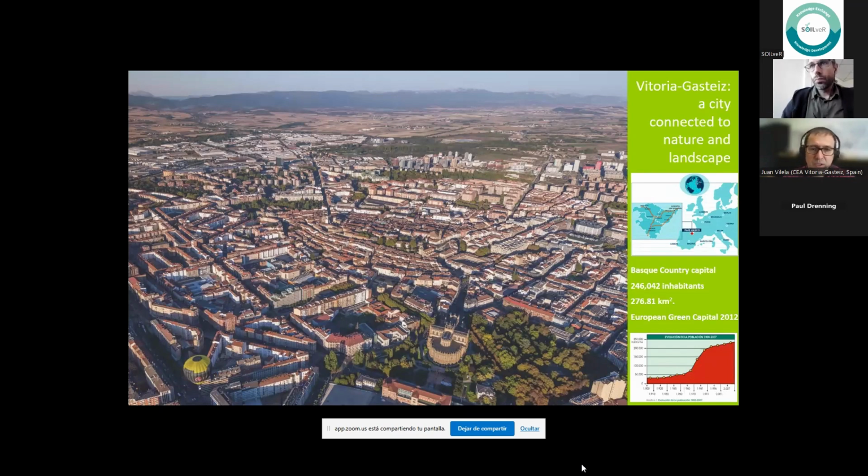As you see in this picture, it's a quite compact city. And then it's surrounded by agricultural land with scattered small villages around it. It's another third of territory dedicated to that. And the last third would be a range of mountains that surrounds the city. So today we understand this Vitoria-Gasteiz city as a city connected to the nature and the landscape surrounding it.